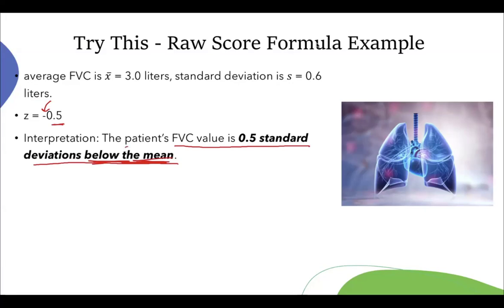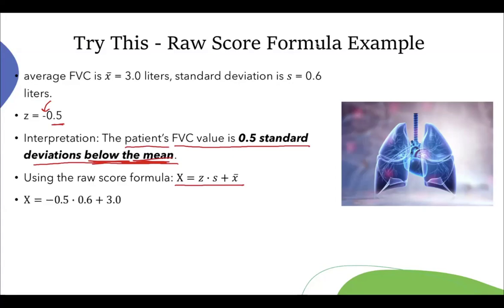Okay, so that's the patient's FVC value, because we know the patient's z-score. Now let's calculate the patient's raw score. We use the raw score formula, x equals z times s plus x bar. Let's plug in: z is negative 0.5, s is 0.6, and x bar is 3.0. Plugging that in, we get 2.7.